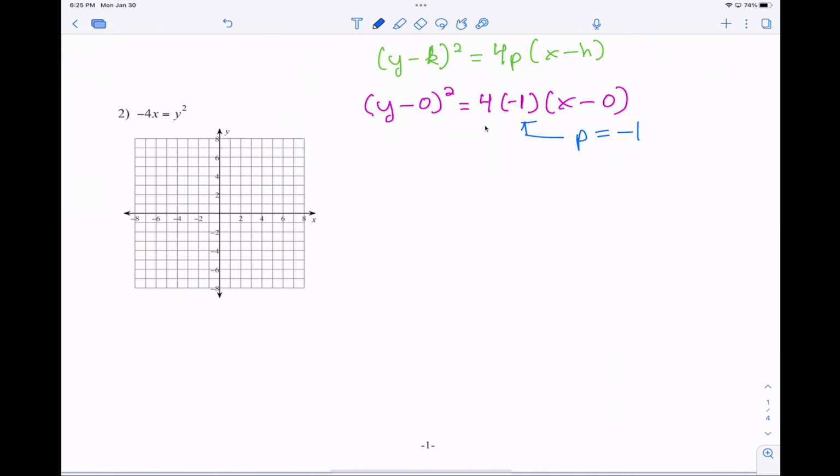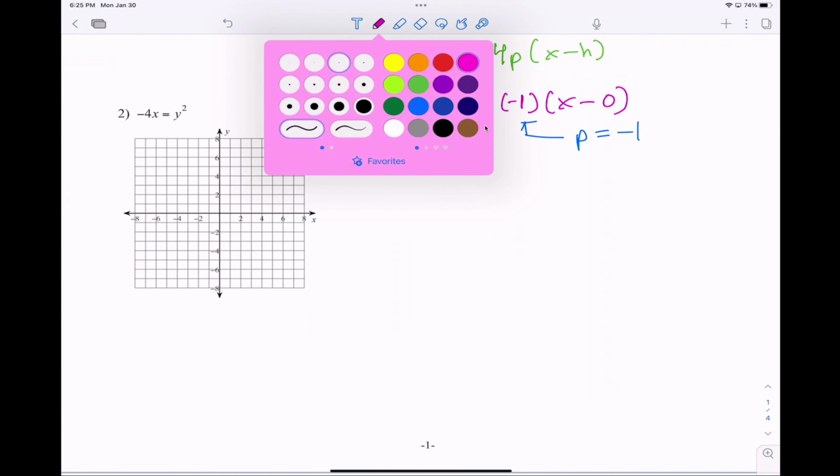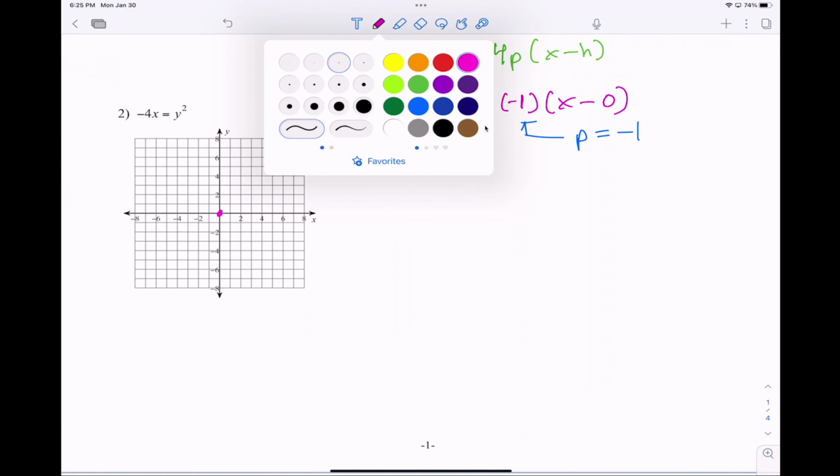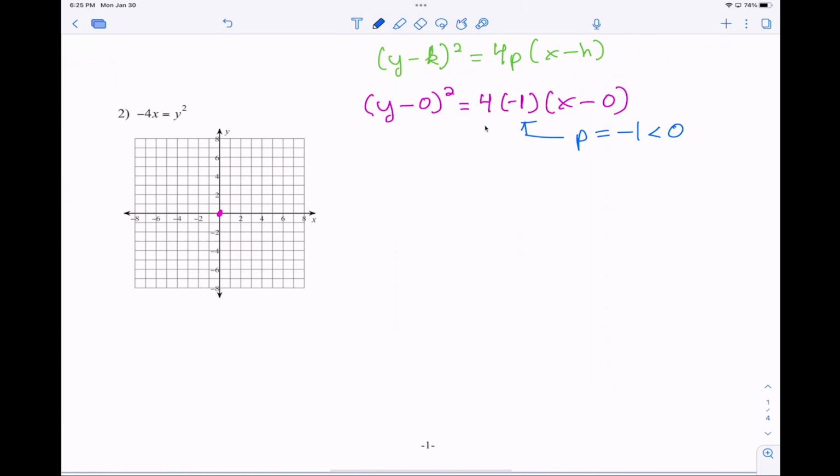Okay? So I'm going to go ahead and draw my vertex at the origin. Now, the y is squared. This opens either left or right. Since p is negative, less than 0, this opens to the left. Another way to look at that is the focus, the only focus of this parabola, it's singular, not plural.